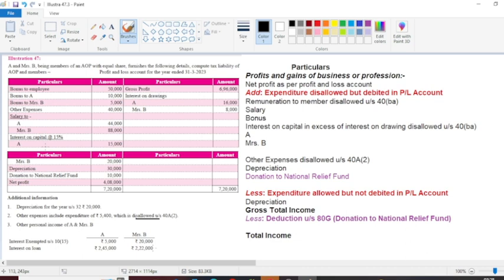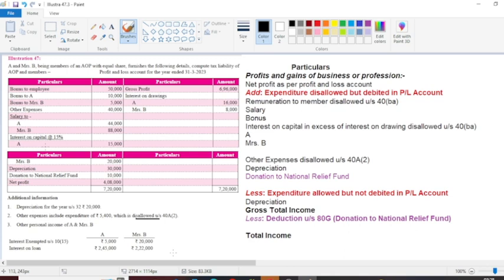First of all, let us calculate the income of the association of persons. Here the net income is 4,08,000. Some disallowed expenses have been debited in the P&L account, so we have to add them back. Some allowable expenditure has not been debited, so we need to subtract it from the net profit.